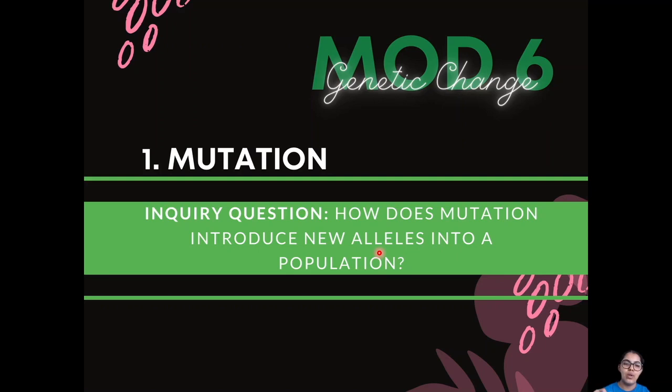So the inquiry question is, how does mutation introduce new alleles into the population? Module 6 is a really nice segue from module 5, where now when we look at mutations, firstly we're going back to our processes of replication, translation, and transcription, and talking about mutations affecting those processes.